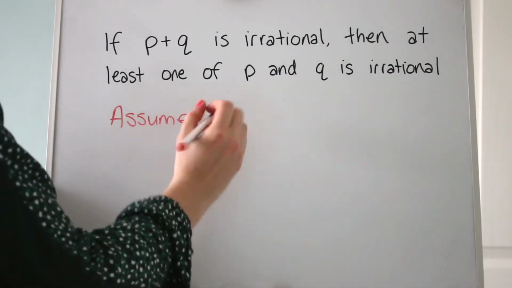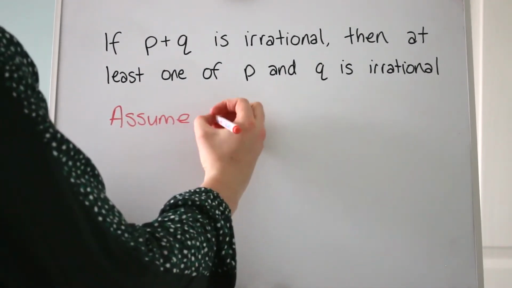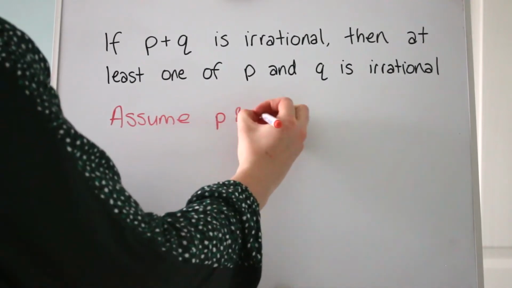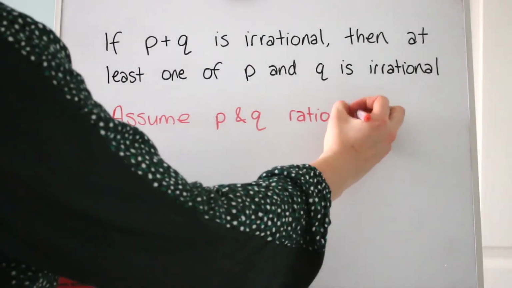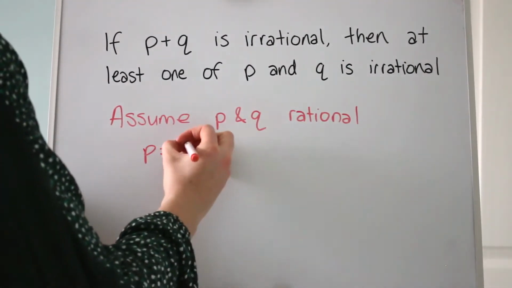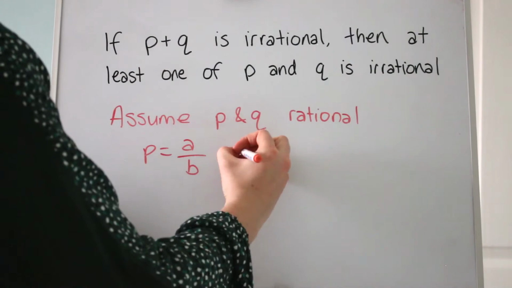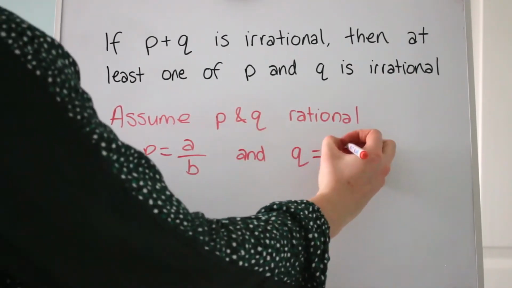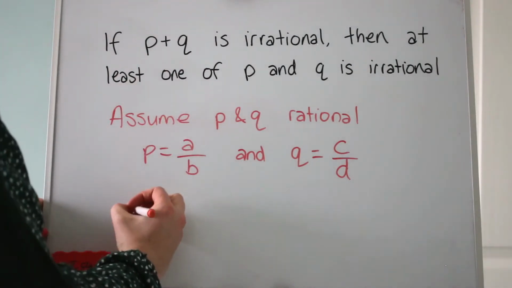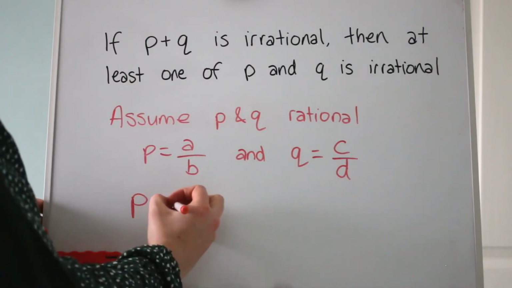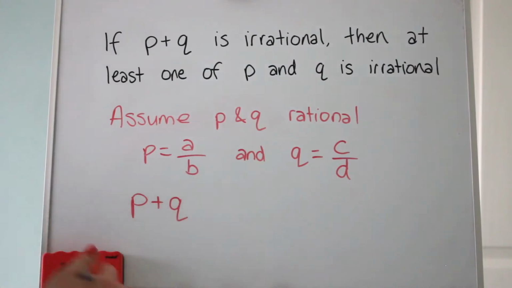So here we're assuming the opposite of the claim. So we're assuming that both P and Q are rational. And what that means is P can be written as something over something, and Q can also be written as something over something. So I'm going to use 4 different letters, whatever letters you like are fine. Then it's talking about P plus Q being irrational, so we're going to try and break that. We're going to try and get a contradiction there.